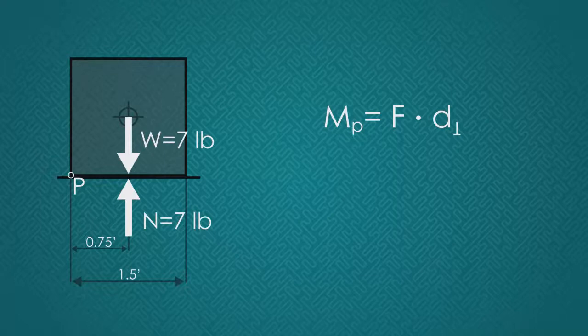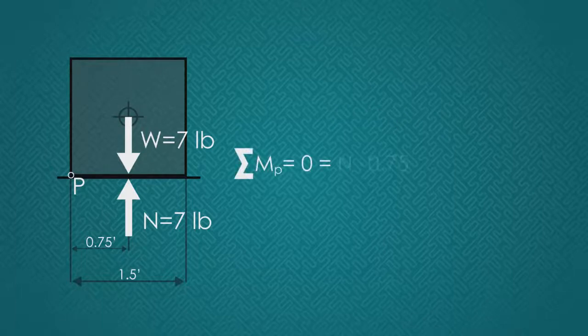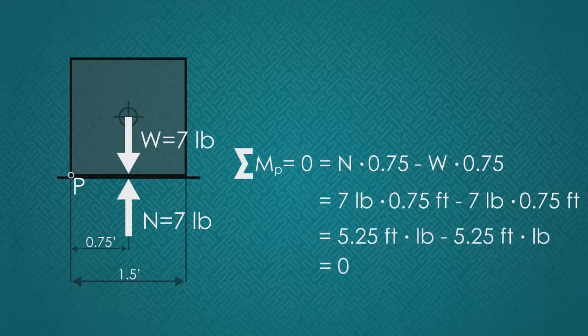The normal force, N, will cause a counterclockwise moment about point P, so the moment that results is a positive moment. On the other hand, the weight, W, will cause a clockwise moment, so it is negative. Calculating the moments caused by the normal force and the weight, we find that the sum of moments about P is equal to 0, and the moments about point P are balanced.